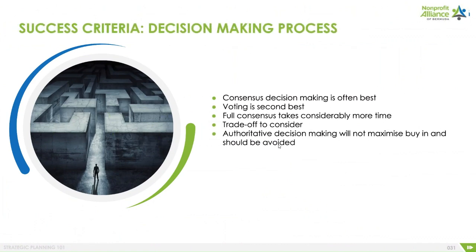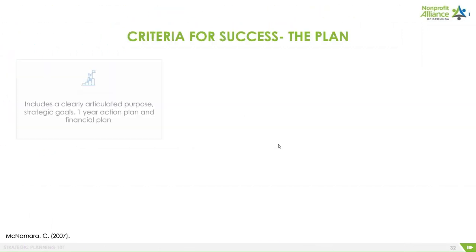Success factors in terms of this decision-making process. Strategic thinking should be based on consensus decision-making. That's often the best. Voting is the second best. Full consensus takes more time, but there are trade-offs. If you don't have full consensus, you may not get full buy-in. Authoritative decision-making will not maximize buy-in and should be avoided.